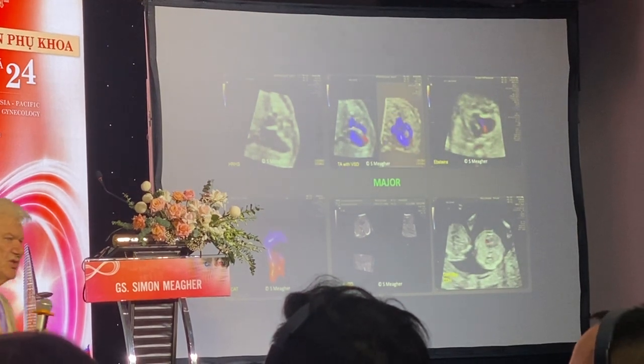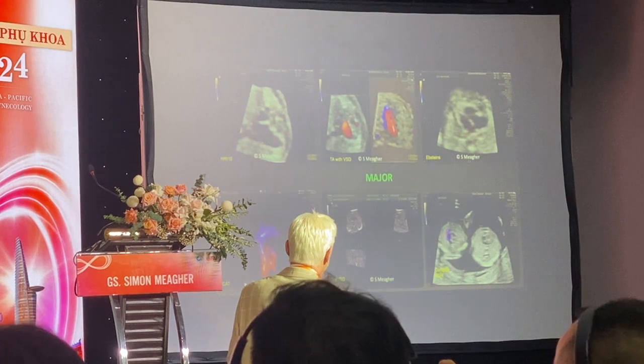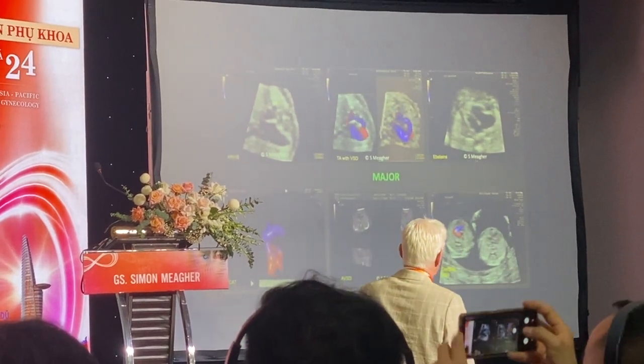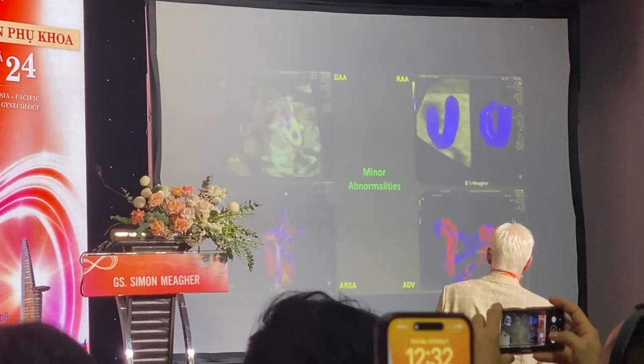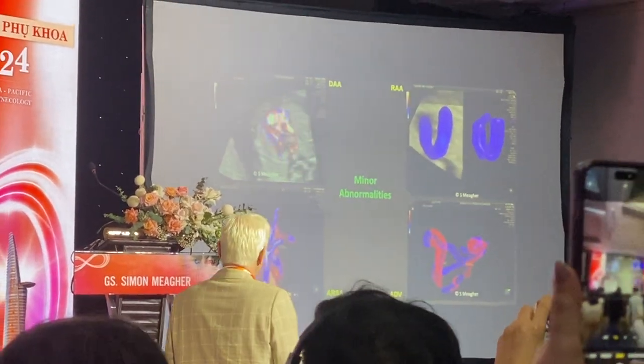And that allowed us to do chorionic biopsy and get early genetic diagnosis. Next page, please. That's major cardiac abnormalities. If we look to the next page, we see minor cardiac abnormalities. And just run over the clips, please.